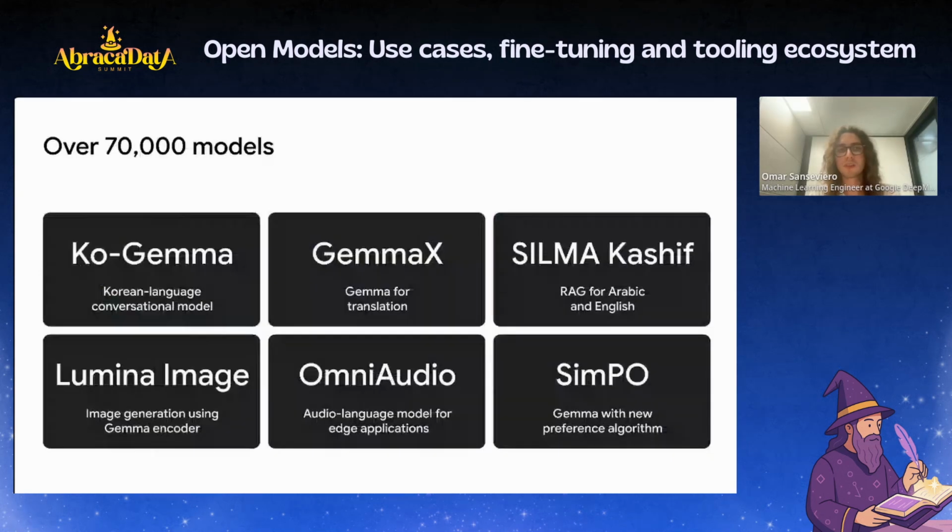And this is just one example. There are over 70,000 open models in the open source ecosystem based on Gemma. And again, my goal here is not just to share about Gemma, it's more to talk about the power of making things open, making things community driven, and sharing with the ecosystem. So we have seen CodeGemma, which is for Korean conversations, to GemmaX for translation, to applications for retrieval augmented generation in Arabic and English, to generating images, to having audio as input, to even doing new research such as new preference algorithms. So it's quite exciting to see all of this huge ecosystem growing around Gemma.